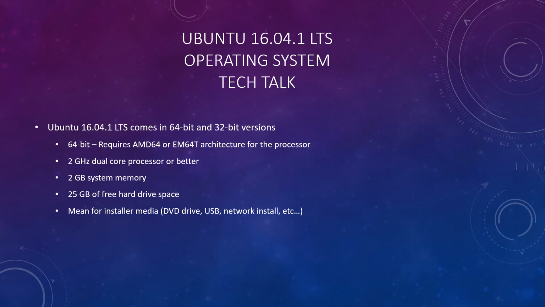64-bit requires the AMD64 or the EM64T architecture for processing. A 2 gigahertz dual core processor or better is your minimum. A minimum of 2 gigabytes of memory and 25 gigabytes of free hard drive space is required to install Ubuntu. The main installer media is going to be your DVD drive, USB, network install, etc.